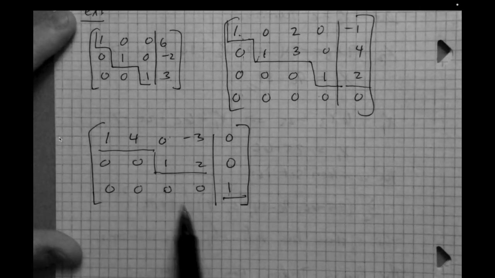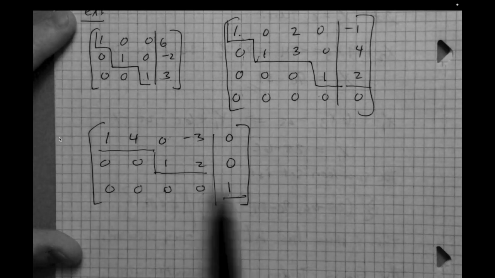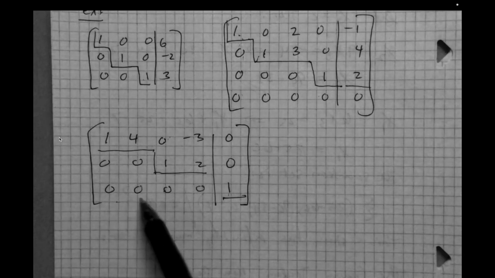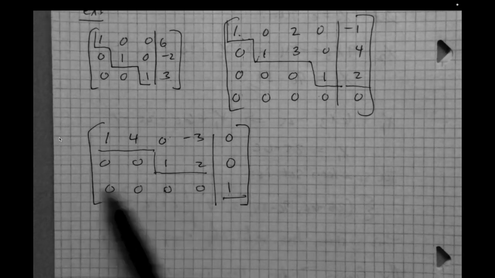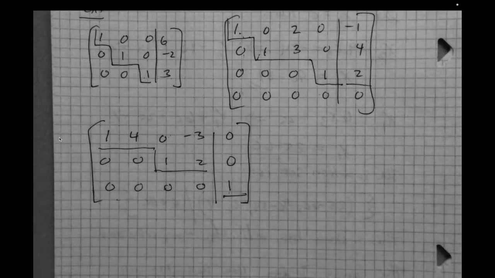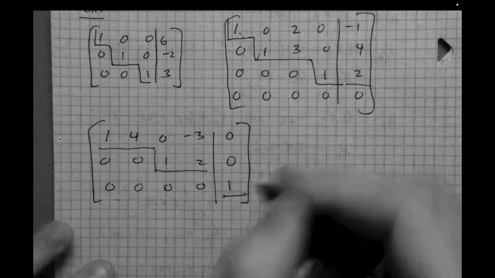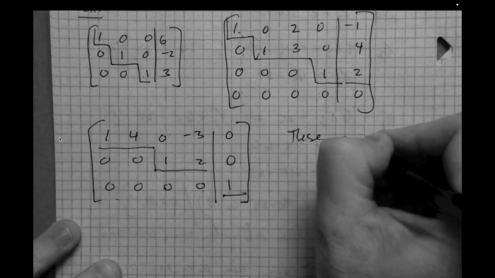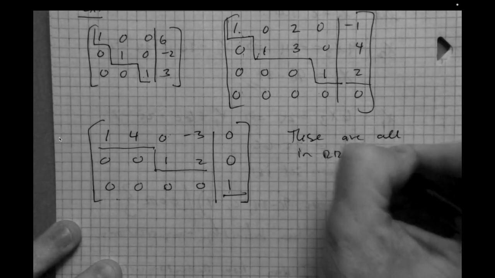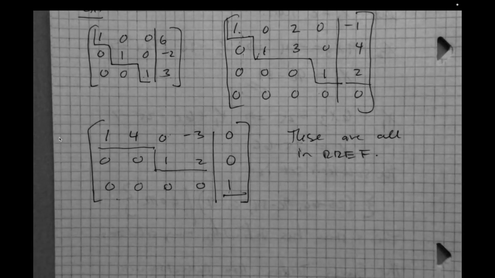This would just be an inconsistent system, right? This would be a system with no solution, because there's no x1, x2, x3, x4 that's going to satisfy its last equation. But these are all in RREF form. They're all in reduced row echelon form.